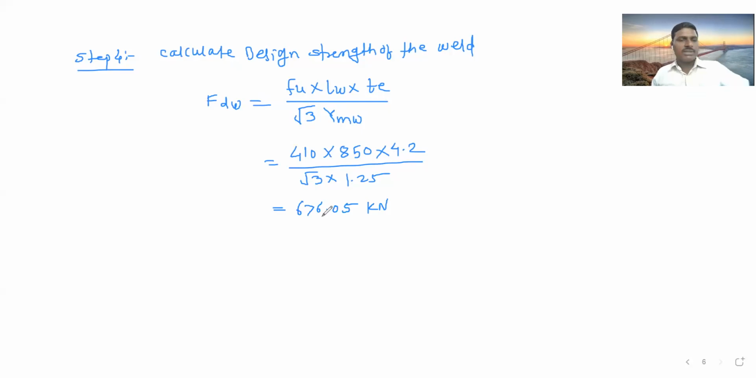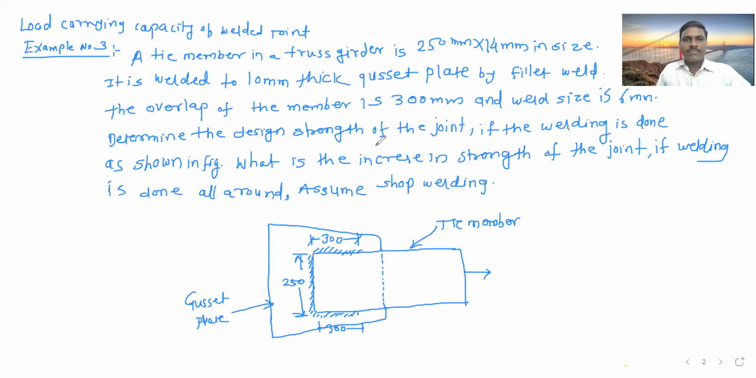Okay. So the first half is over. We have to calculate design strength for the given data. Now again, they have told us, please read the statement again. In the next half, they have told us to determine the design strength of the joint if the welding is done as shown in figure. What is the increase in the strength of the joint if welding is done all around? It means what? Who will tell me?